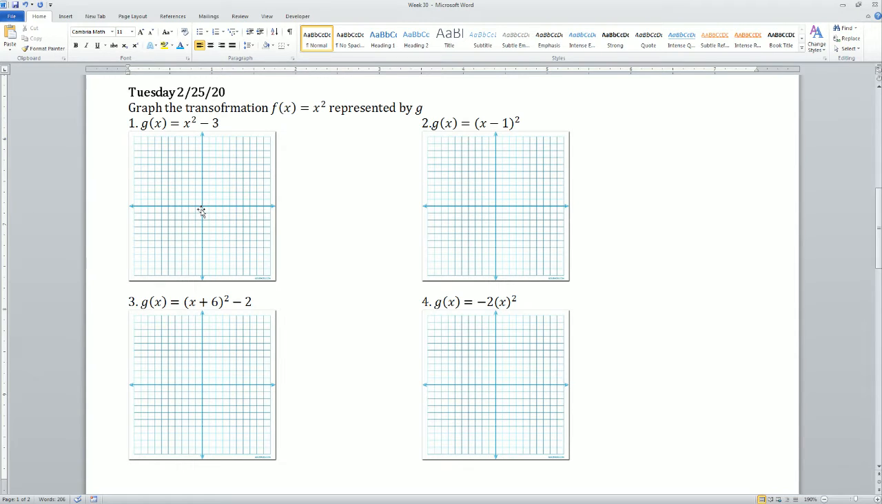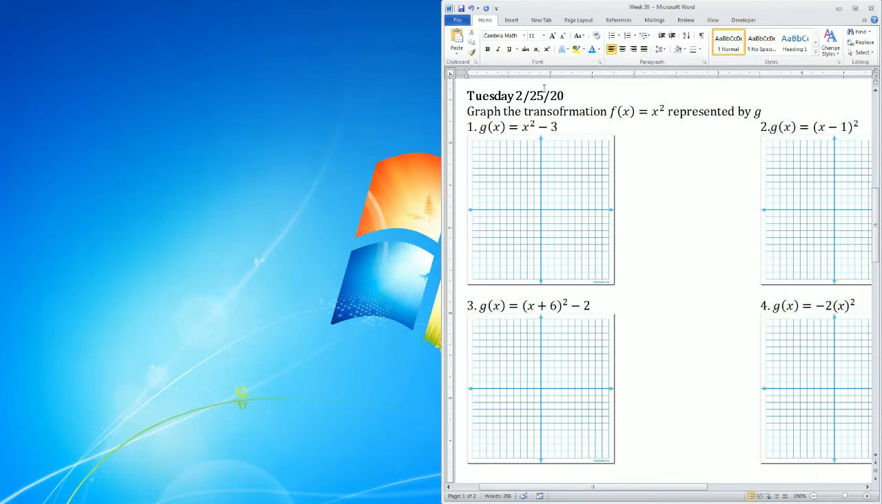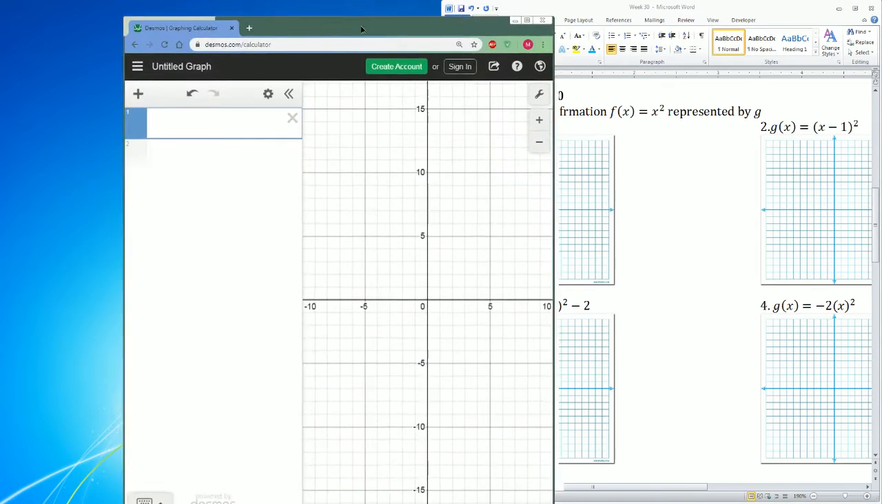Okay, 4 questions. It says to graph the transformation. F of x is equal to x squared. Graph these. I could make your life harder by making you do this by hand, getting the vertex and filling in the chart. But again, you could save time by just throwing it into Desmos. So let's throw it all in Desmos.